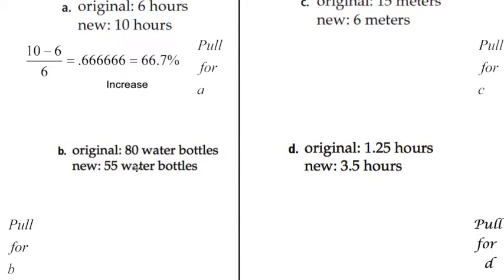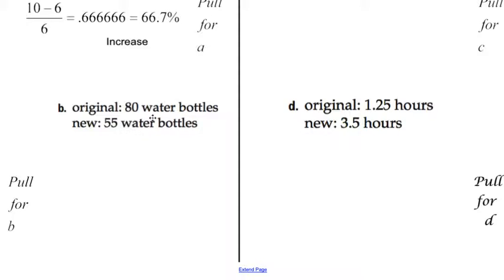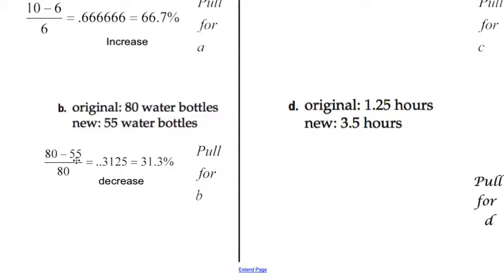All right, part B, let's take a look at that one. Our original is 80 water bottles. Our new is 55. This went down, so this is going to be a percent decrease. How much did it go down? What is 80 minus 55? That change is 25. And we're going to do 25 over our original of 80. 80 minus 55 gives us our 25, divided by 80 gives us 0.3125. Move our decimal 2 to the right, and that's 31.25. To the nearest tenth, it's 31.3%, and it's a decrease.